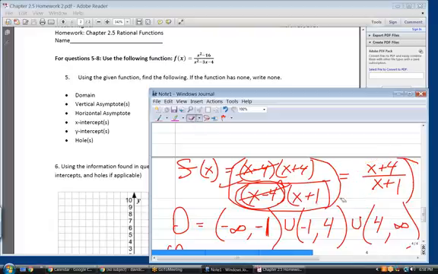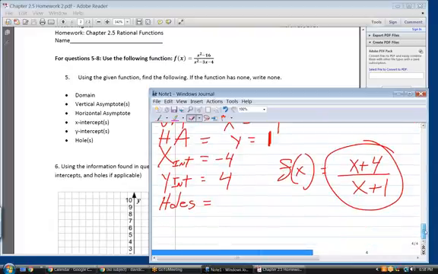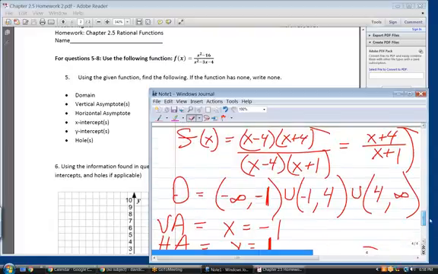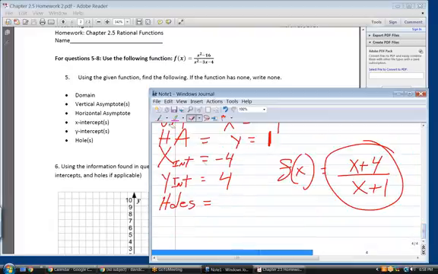To find the holes, we need to go back to the original function before we crossed anything out. What makes that 0? A 4. In other words, it's in our domain. We actually don't have to look there. We can look at the domain to see that we can't be -1 and we can't be 4. I don't have a vertical asymptote at 4. So I must have a hole at 4.